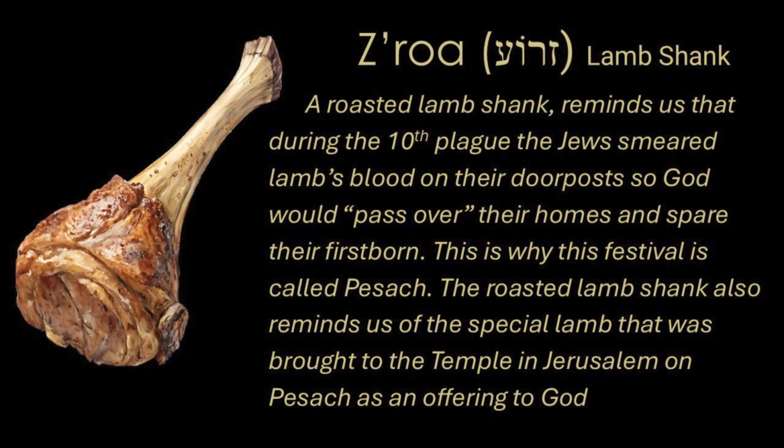The leader then continues on, the zroa, or the lamb shank. It's a roasted lamb shank that reminds us that during the 10th plague, the Jews smeared lamb's blood on their doorposts so that God would pass over their homes and spare their firstborn. This is why the festival is called Pesach. The roasted lamb shank also reminds us of the special lamb that was brought to the temple in Jerusalem on Pesach as an offering to God.